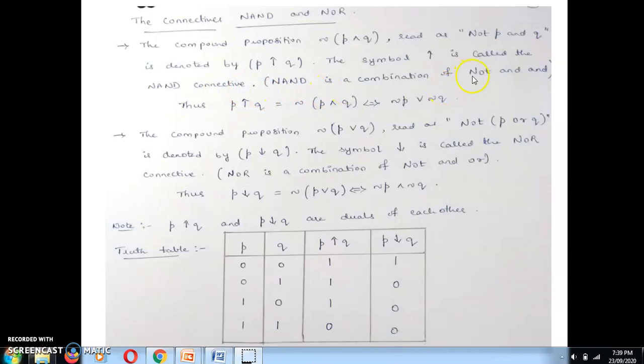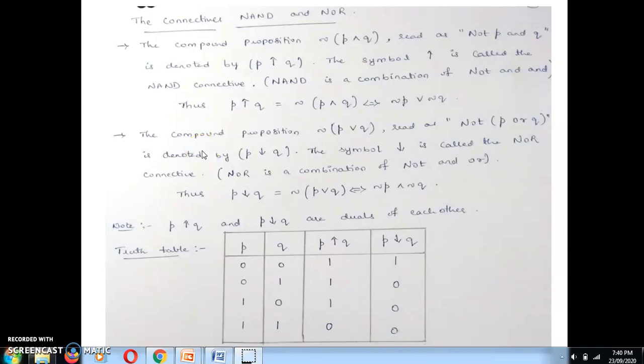This symbol is called the NAND connective. NAND is a combination of NOT and AND. So P NAND Q can be even written as negation of P and Q. It is equivalent to negation of P or negation of Q. So this is the definition of the NAND function or NAND connective.